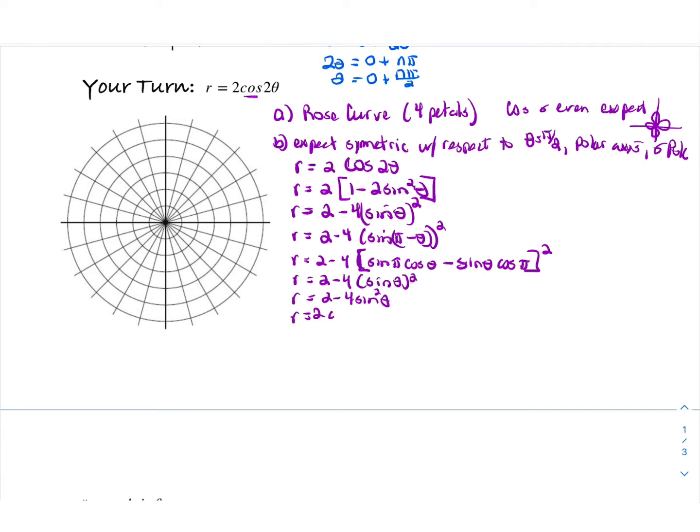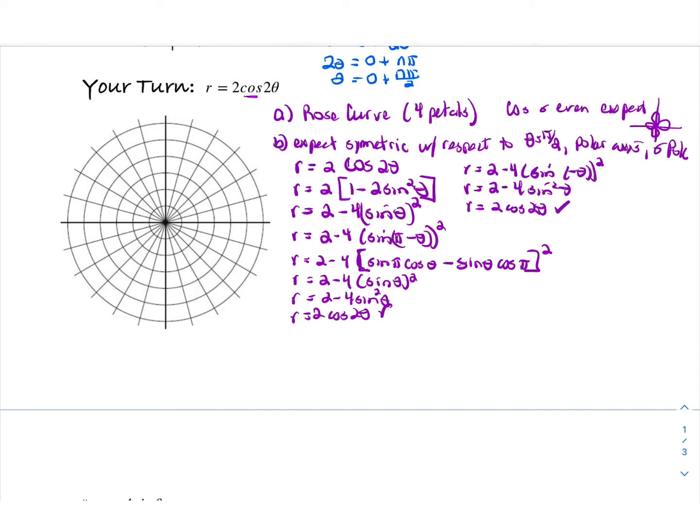And we end up with the exact same equation as we started with. So yes, we prove symmetry with respect to the line theta equals pi over 2. Now for the polar axis, I'm going to test r and negative theta. So replace everything with negative theta. Remember, sine of negative theta is an odd function, so it's negative sine of theta, but when I square that, it becomes positive, so the equation does not change.